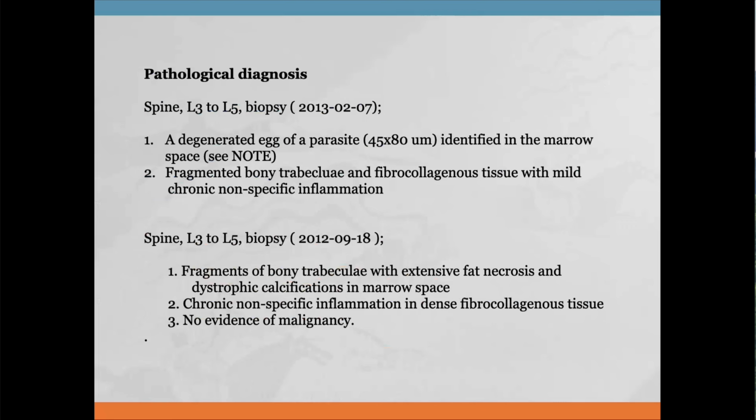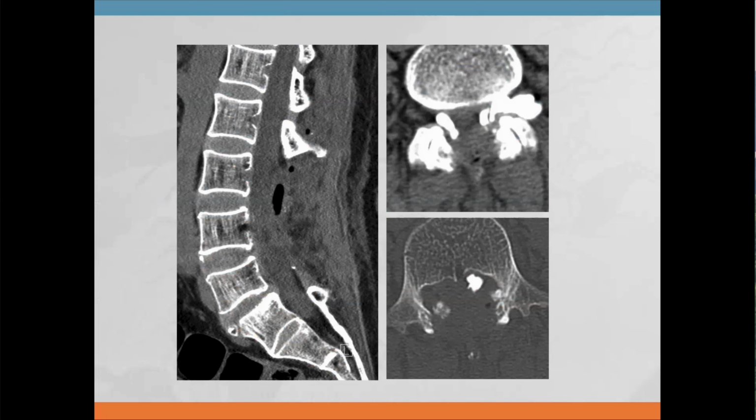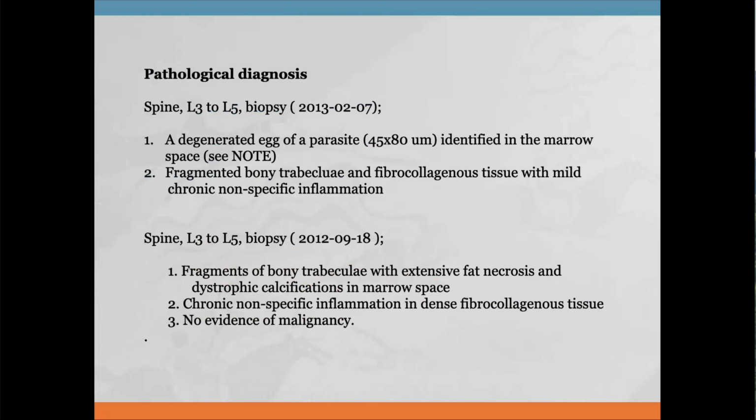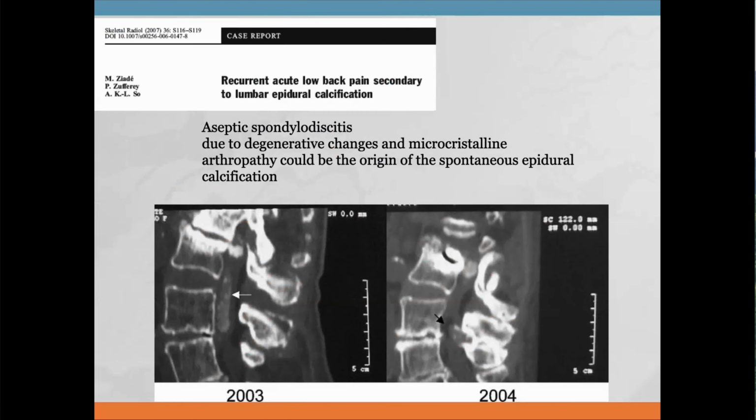That's quite a long incision there. Yeah. So worried about instability. So that's what they ended up finding, that there were parasite eggs. And these areas of calcification are really ossification within the soft tissues, no evidence of malignancy and some chronic inflammatory disease.